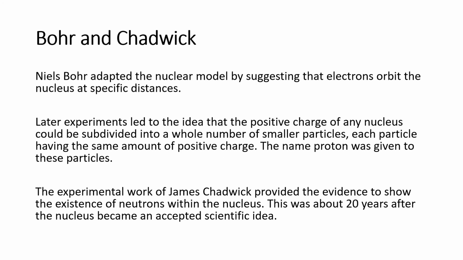Bohr and Chadwick continued their work on the atom. Bohr adapted the nuclear model and suggested the electrons orbit the nucleus at specific distances. And then later experiments discovered that the positive charge actually came in smaller particles, which they called protons. James Chadwick, about 20 years later, provided evidence to show the existence of neutrons.